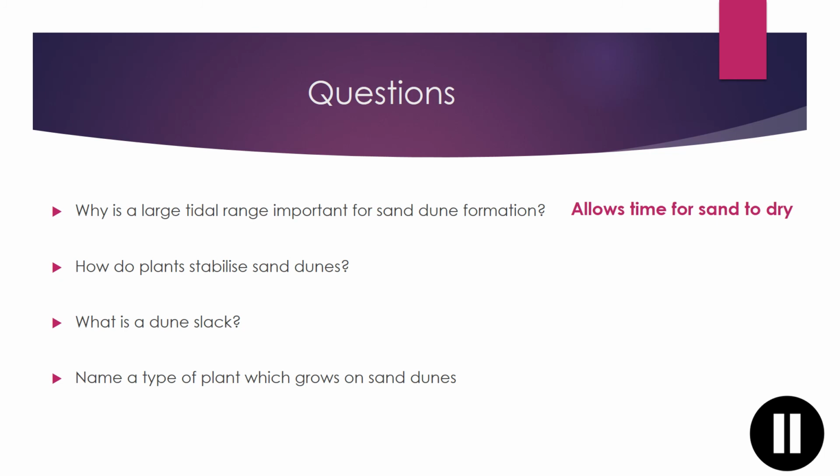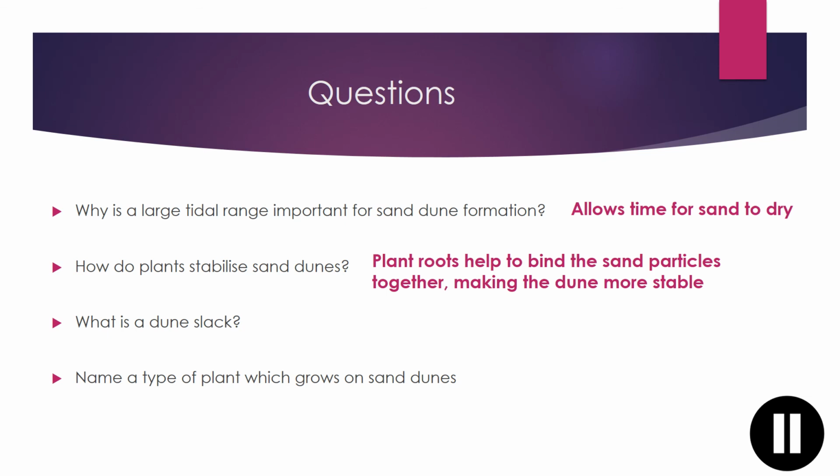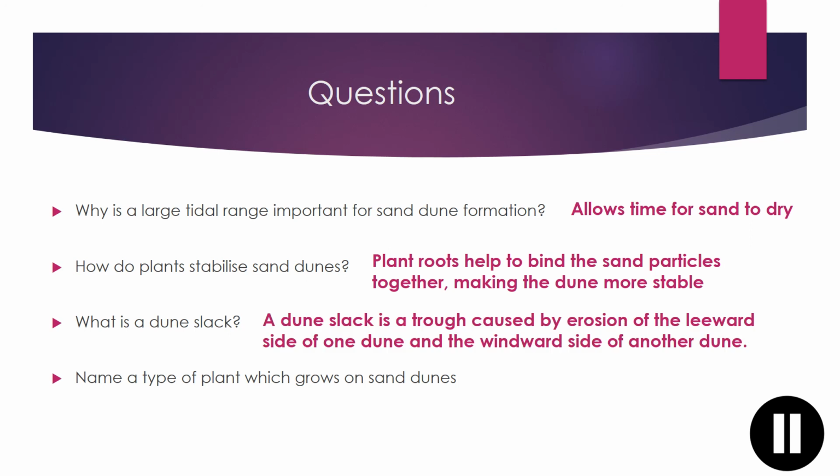A large tidal range is important as it allows the sand to dry out. Plants have roots which help bind the sand particles together, thus stabilising the sand dune. A dune slack is a trough caused by erosion of the leeward side of one dune and the windward side of another dune. And a type of plant which grows on a sand dune is marram grass.